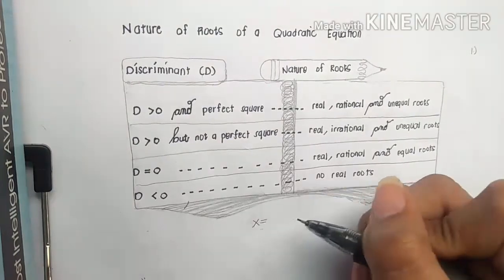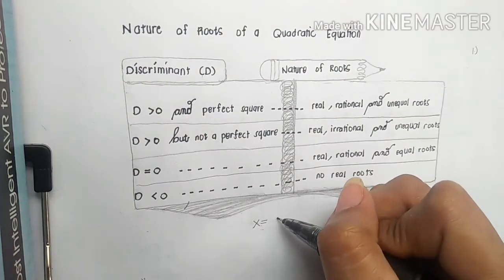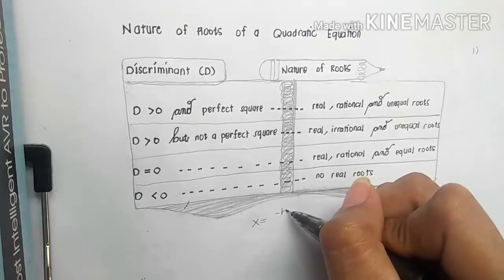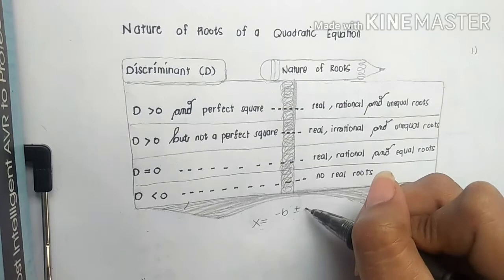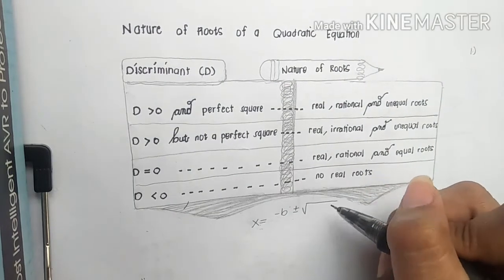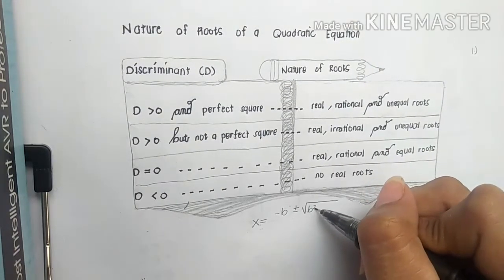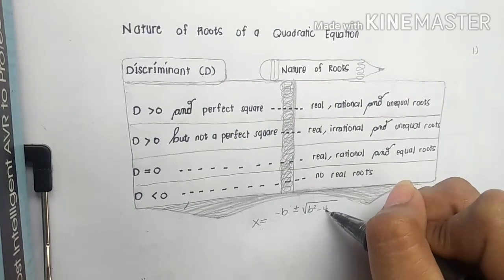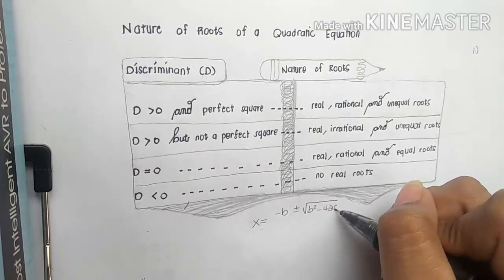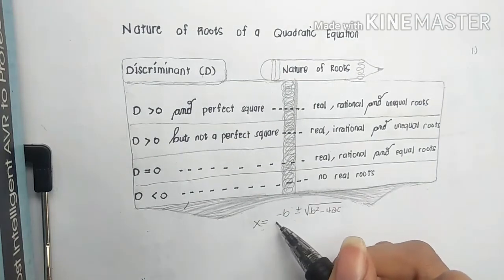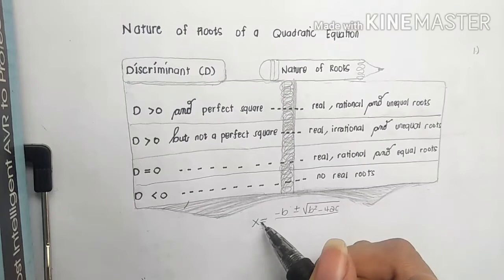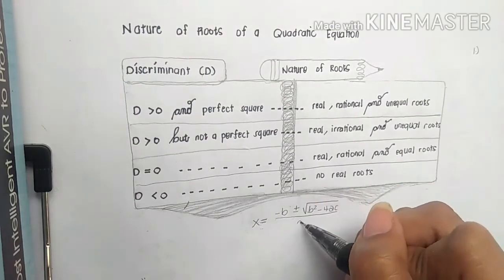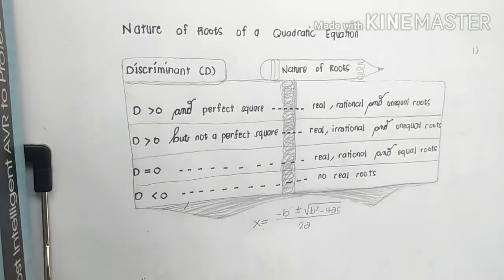That's x is equal to negative b plus minus square root of b squared minus 4ac, all over 2a. Make sure that it is in between. So, quadratic formula, right? Okay.